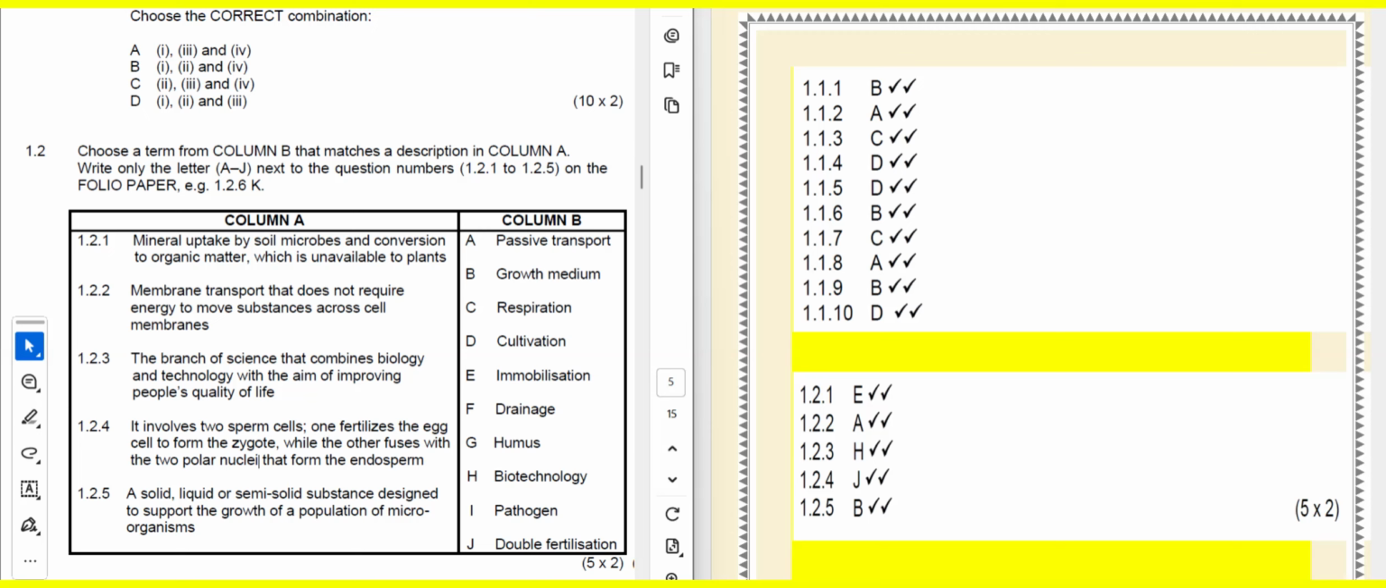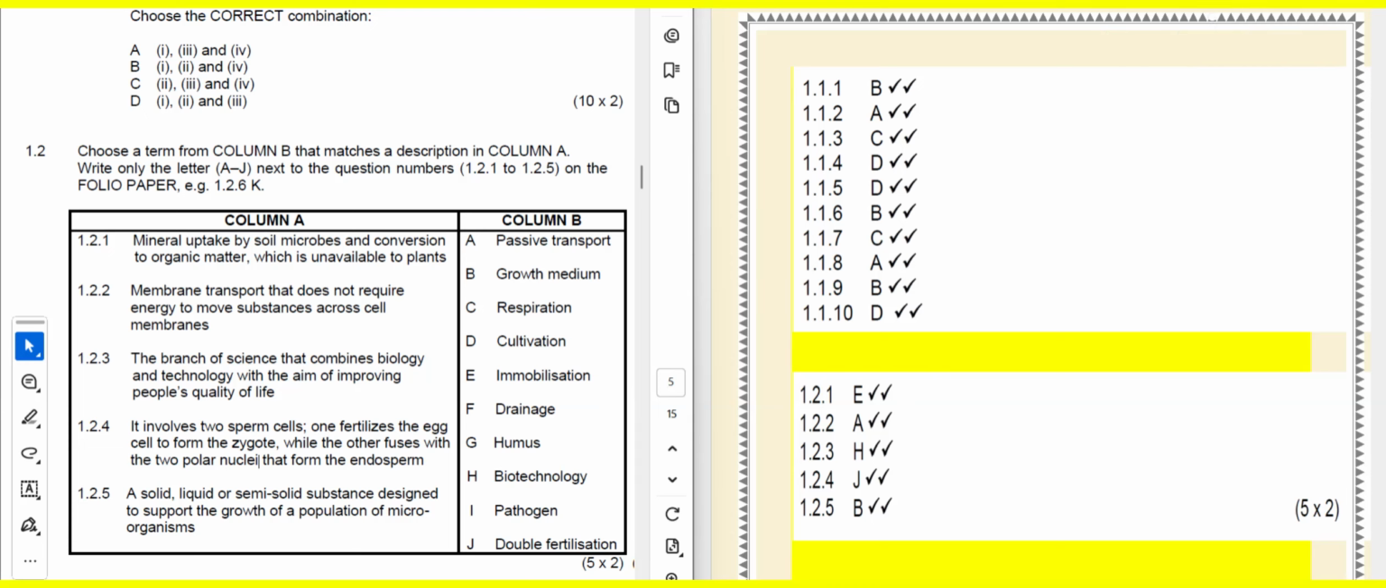1.2. Choose a term or phrase from column B that matches a description in column A. Write only the letter A to H next to the question numbers 1.2.1 to 1.2.5 in the answer book. 1.2.1. Mineral uptake by soil microbes and conversion to organic matter, which is unavailable to plants. Karabo, what is the answer? Letter E. This refers to immobilization. Correct.